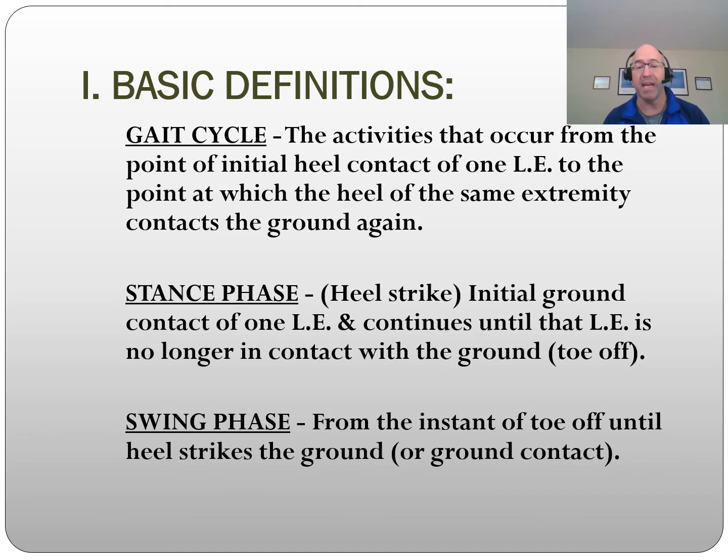Stance and swing are the two phases that occur within this gait cycle. We have a stance phase, which basically means anytime the leg is in contact with the ground. So that starts at heel strike, and ground contact continues on the lower extremity until it's no longer in contact with the ground at toe off. Swing phase is then from the time it's not in contact with the ground until it goes all the way through and contacts the ground again. So this is from the instant of toe off until that heel hits the ground again, or what's called ground contact.